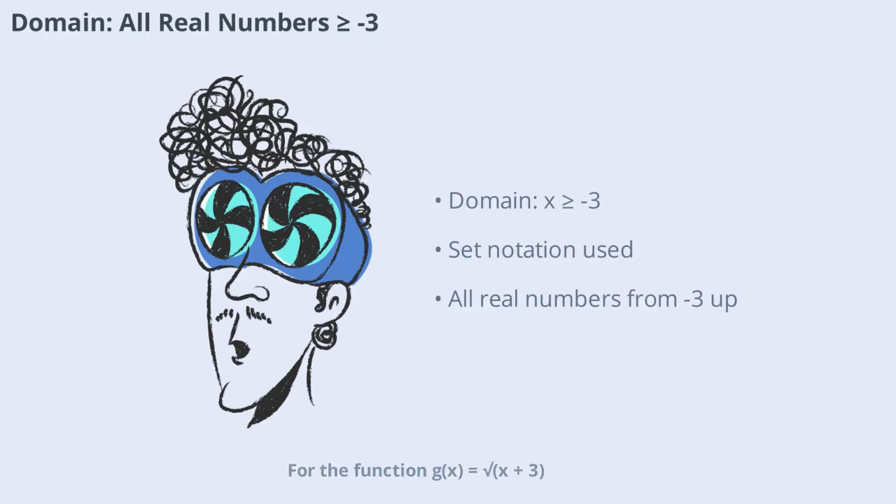For the function f of x equals square root x plus 3, we found that x must be greater than or equal to -3. This means the domain is all real numbers starting from -3 and going to infinity. In set notation, we write this as x greater than or equal to -3. This notation clearly communicates the allowed values for x in the function.